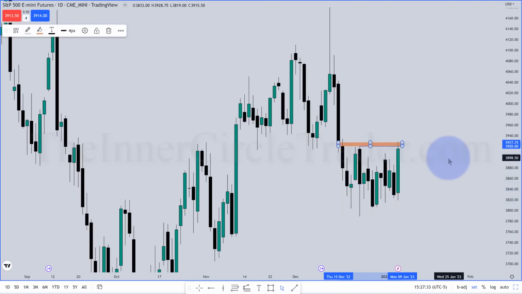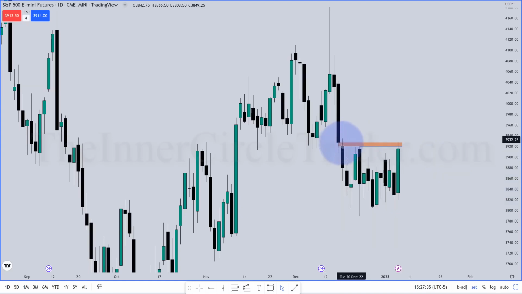Okay, so I mentioned that this area here also, this is a volume imbalance. That would be a likely draw up into and above this short-term high, and we got that like gangbusters on Friday.